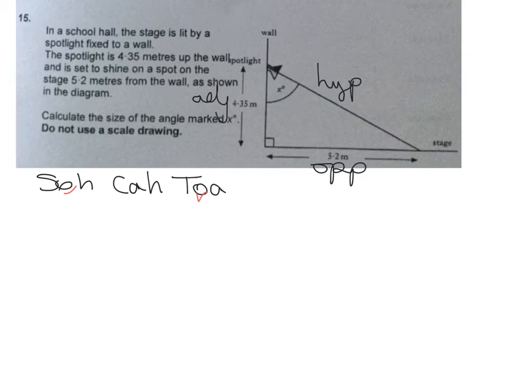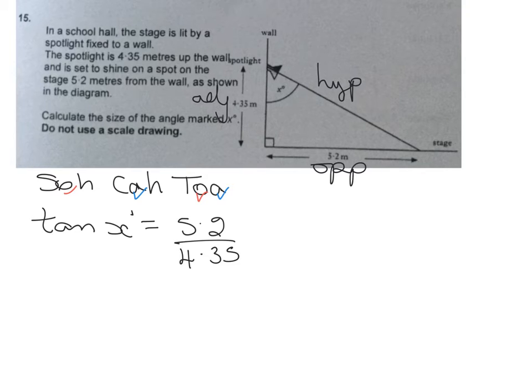And we also have the adjacent, so we can tick that off as well. So the only one that's got 2 ticks, again, is tan. So that's what we're going to be using to find it. So the tan of x degrees is equal to 5.2 over 4.35, the opposite over the adjacent.